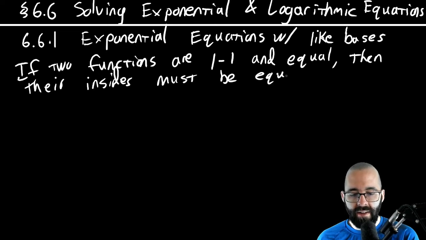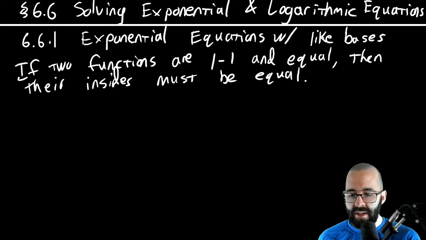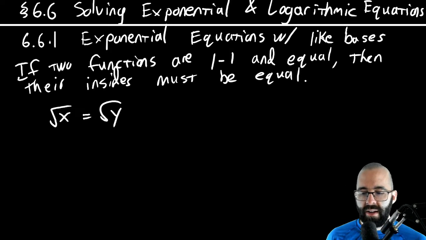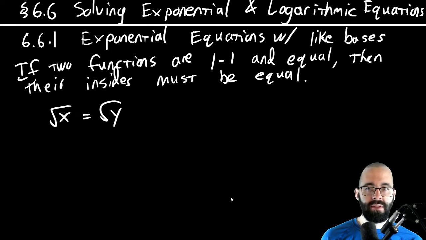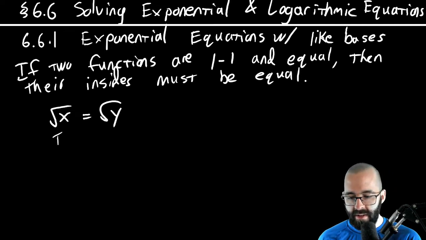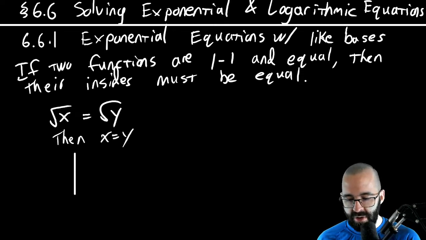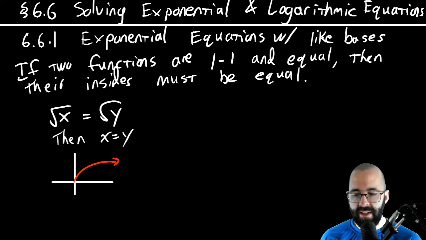Let's unpack this statement real quick. If I have the square root of x equal to the square root of y, these are two functions, the square root functions, and they are equal, then x has to equal y, because the square root function is one-to-one. It passes the horizontal line test.